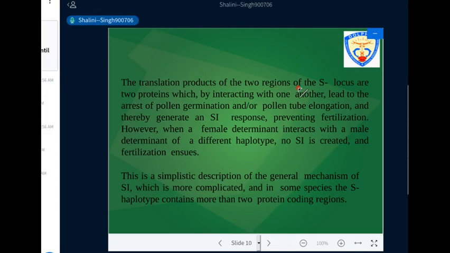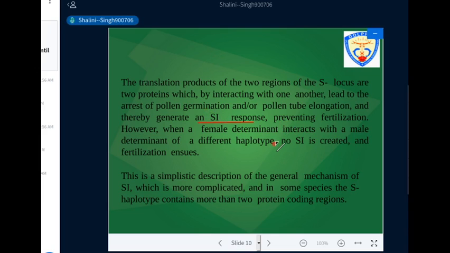Translation products of the two regions of the S locus are two proteins which, by interacting with one another, lead to the arrest of pollen germination or pollen tube elongation, whatever is the case in the species which you are undertaking for your studies. And thereby it will generate a self-incompatible response, which will in turn prevent fertilization.